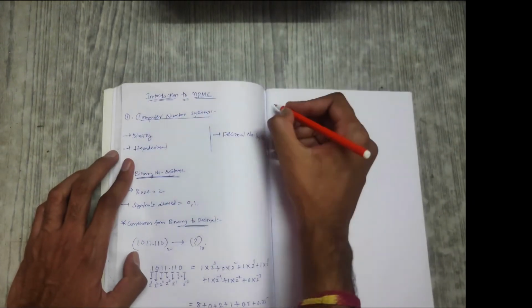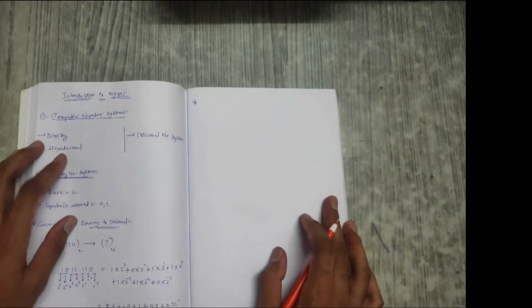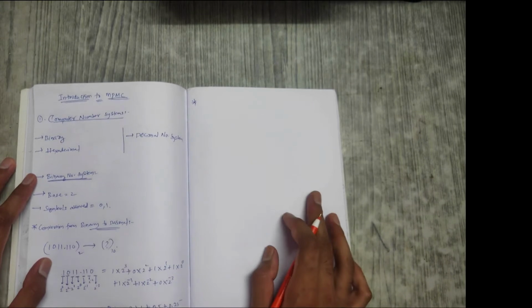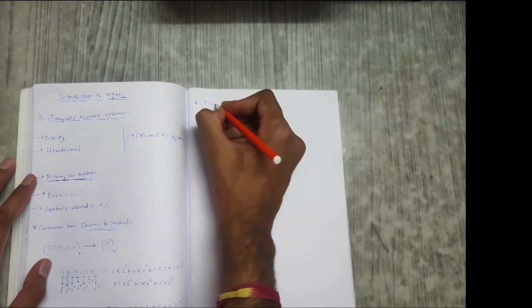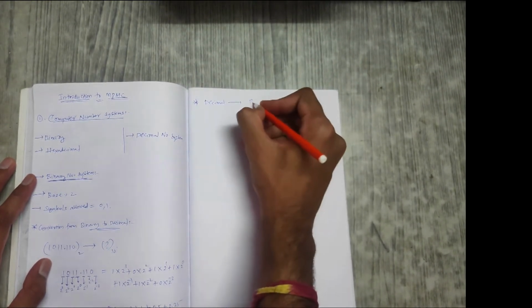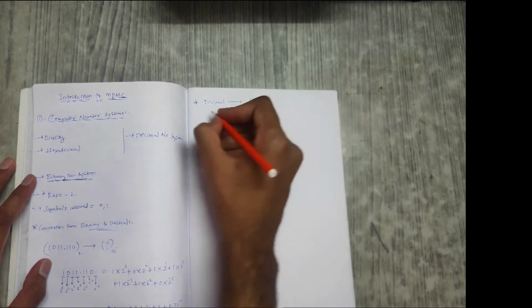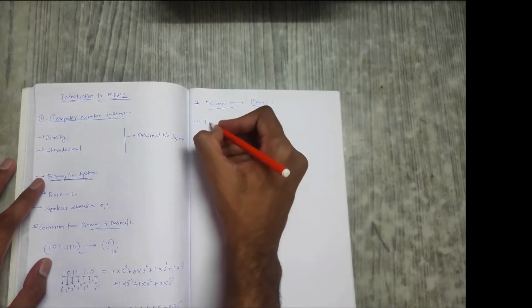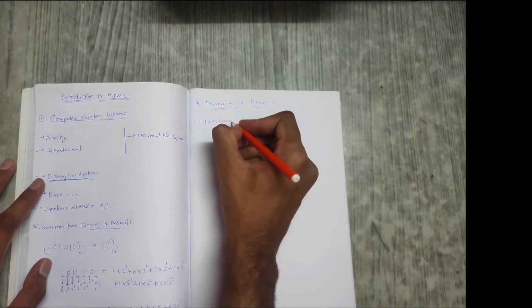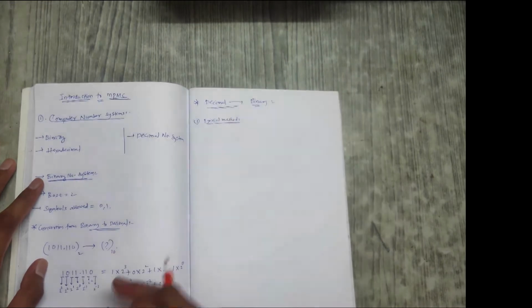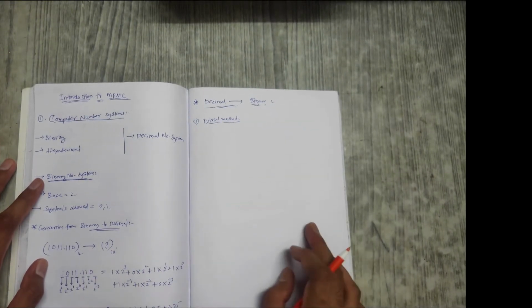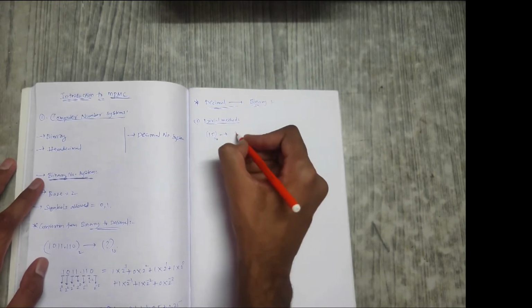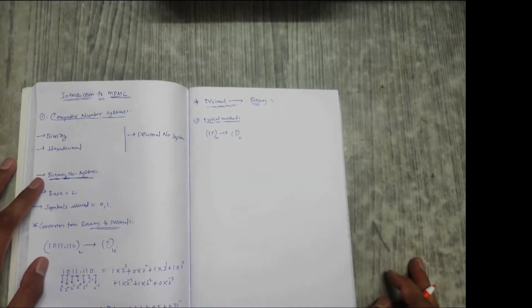Now, binary to decimal is completed. Decimal to binary. Method number 1, trivial method. This method is a reverse process of the previous method. 15 in base 10 should be converted into a binary number.